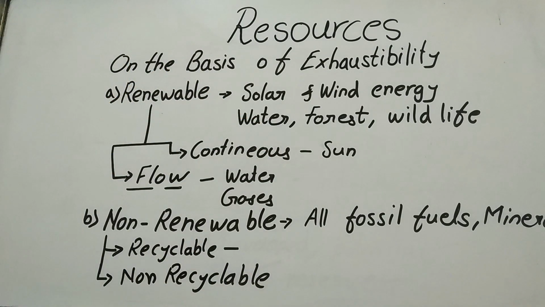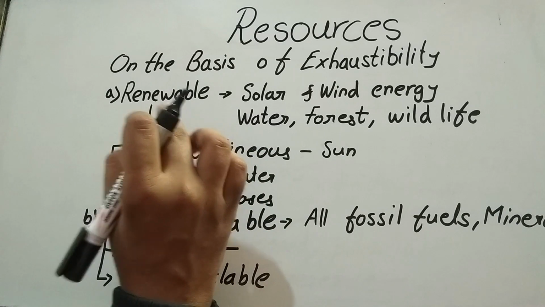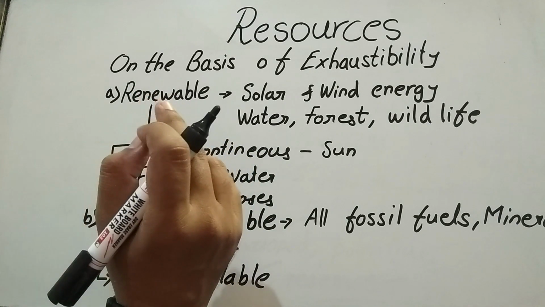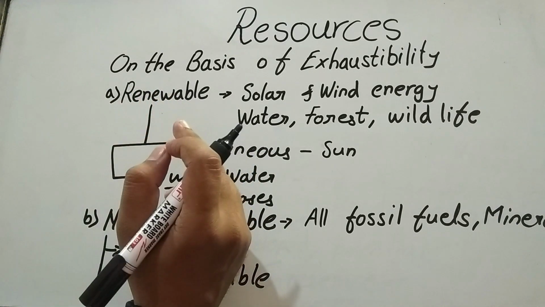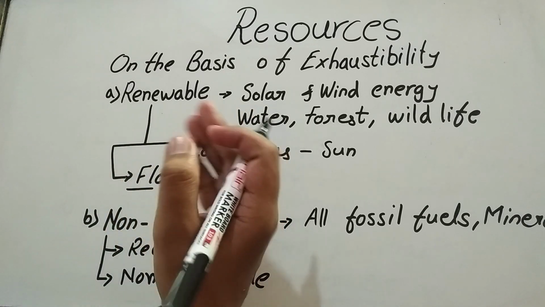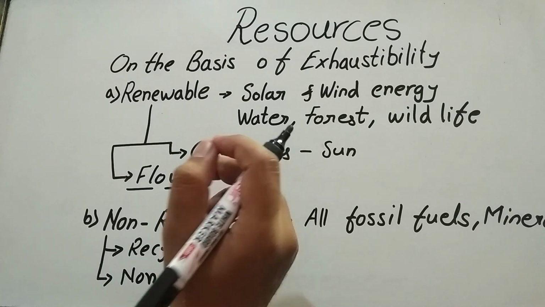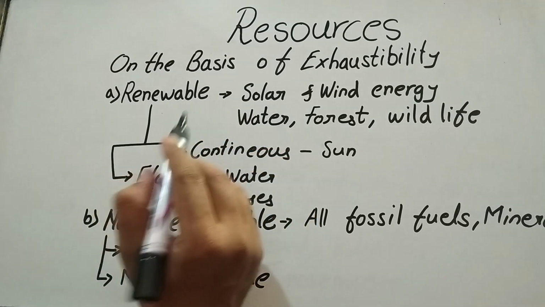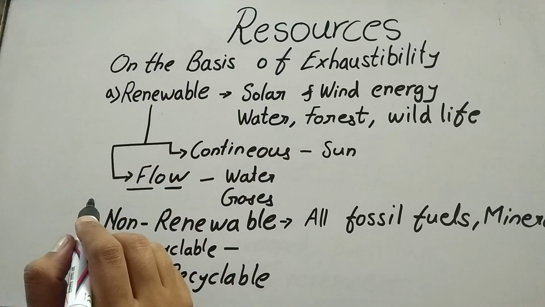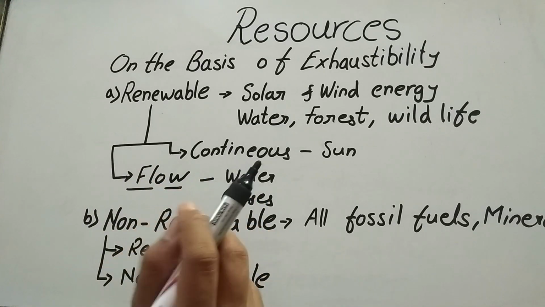Let's see resources classification on the basis of exhaustibility. Now the exhaustibility is further classified under renewable as well as non-renewable. So renewable resources are those resources which can renew themselves. Renewable resources are the resources which can be renewed or reproduced by the physical, chemical or mechanical process. I am repeating again, please listen carefully.